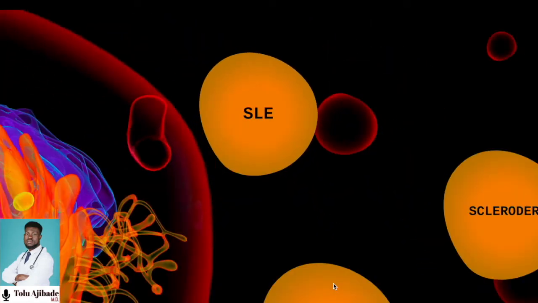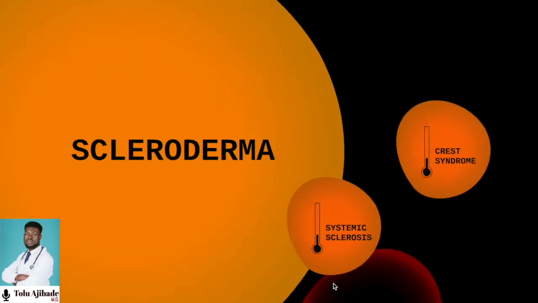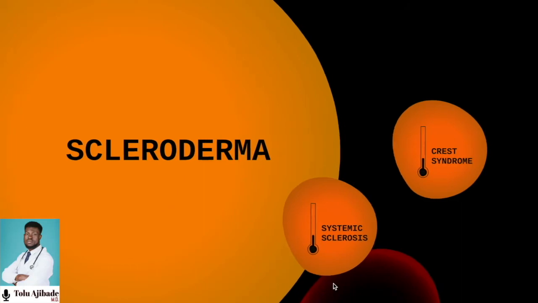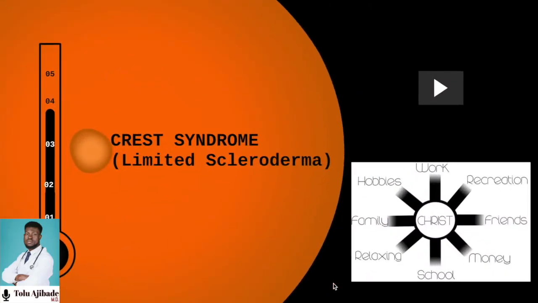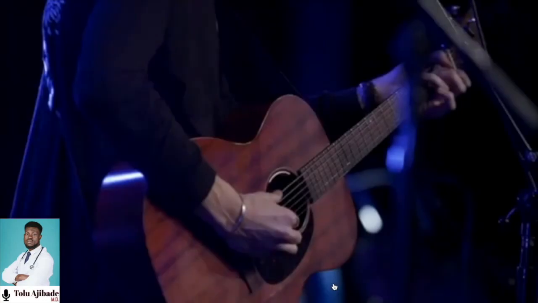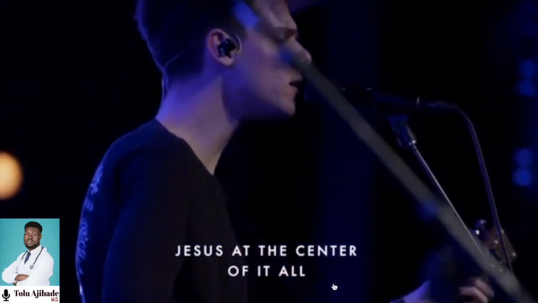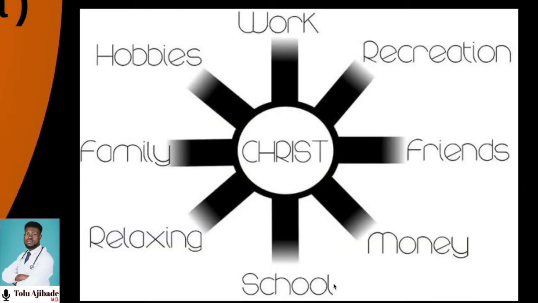Let's get to something else apart from SLE. Let's look at scleroderma now. In scleroderma, we'll be looking at the mnemonic for the limited and the diffuse form of scleroderma, as the CREST syndrome and the systemic sclerosis. For CREST syndrome, there's a way I remember this. Jesus at the center of it all. CREST syndrome, Jesus at the center of it all.